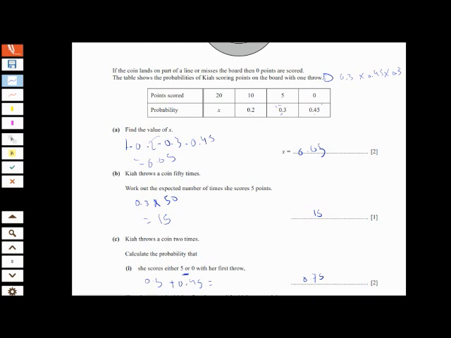The second way is that she could get 10 and then 0 and 0, which is 0.2 times 0.45 times 0.45. She could get 10, 0, 0, or 0, 10, 0, or 0, 0, 10. So these are the two ways. The first one can be written in different orders, and the same goes for the second one.